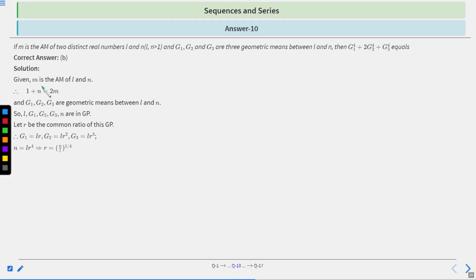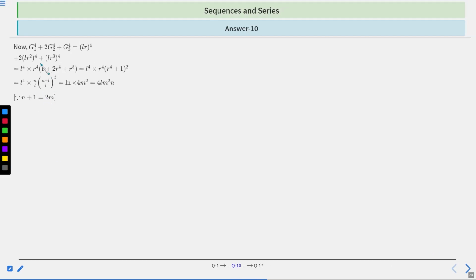So m is the arithmetic mean of L and n. So L plus n can be written as 2m. And G1, G2, G3 are geometric means between L and n. So L, G1, G2, G3 and n are in GP. Let R be the common ratio of this GP. So G1 is LR, G2 is LR squared, G3 is LR cube, right? So n is basically LR to the power 4. So R, the common ratio, can be found as (n upon L) to the power 1 by 4.